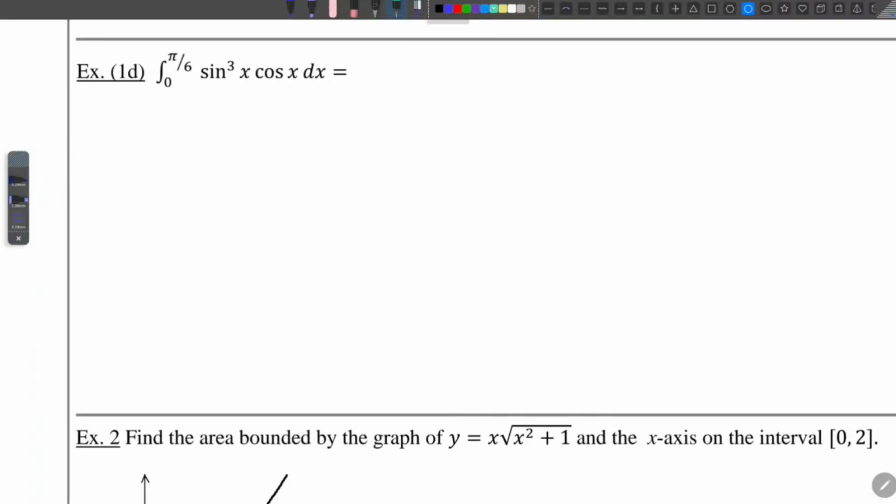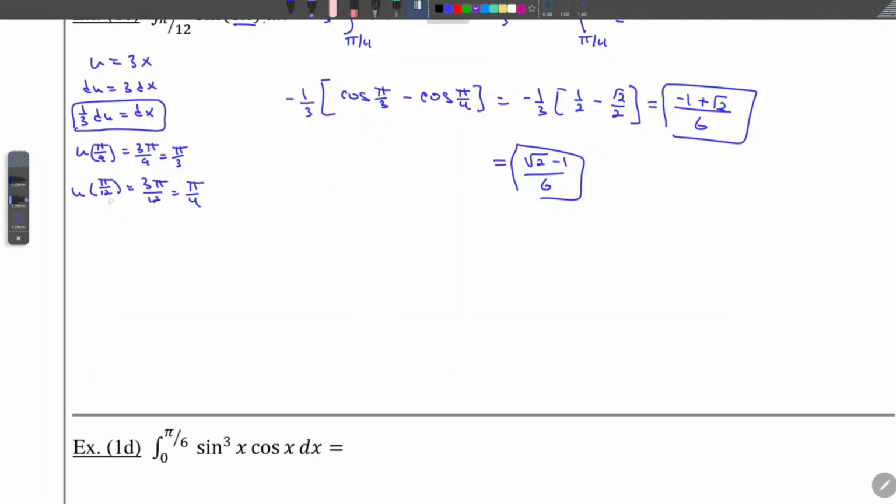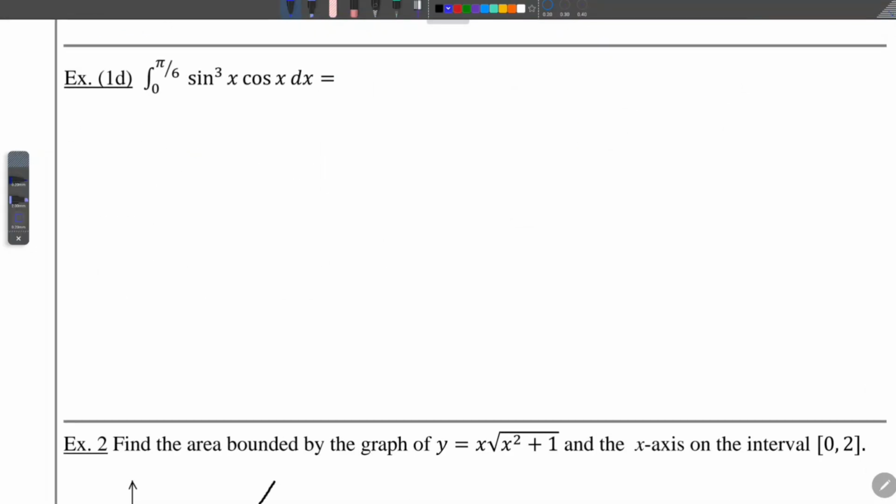All right, let's take a look at 1D. And I think since for 1C we changed our limits of integration to be in terms of u, for 1D we will undo the substitution and go back to x's. And so let's take a look at this problem. We're integrating sine cubed x cosine x dx.